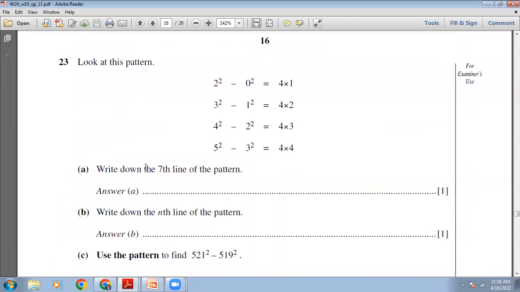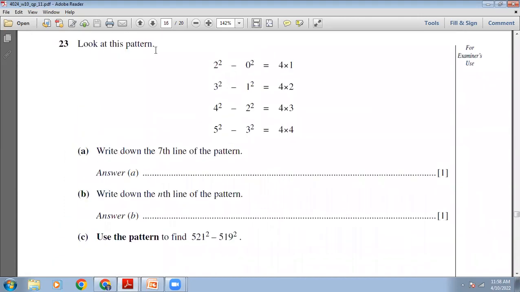Okay, so let's go to the next part. It says, look at this pattern. This is 2 square minus 0 square equals 4 multiply 1. This is 3 square minus 1 square equals 4 multiply 2. This is 4 square minus 2 square equals 4 multiply 3. The fourth line is 5 square minus 3 square equals 4 multiply 4. So write down the 7th line of this pattern.